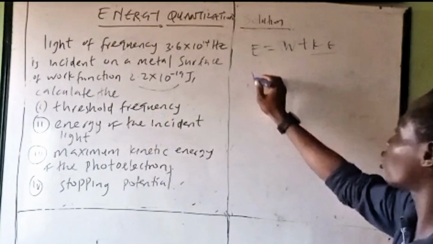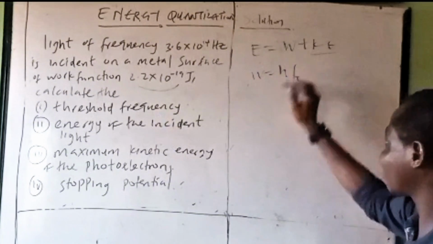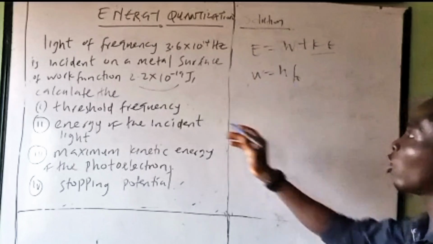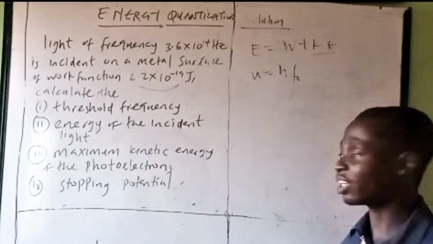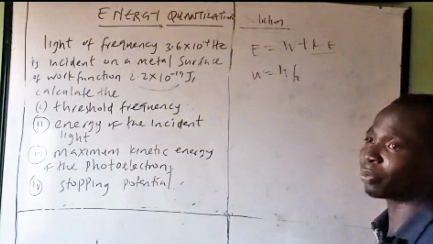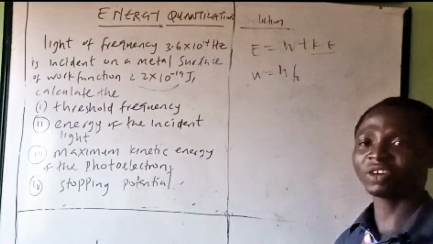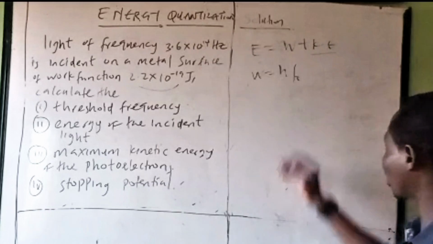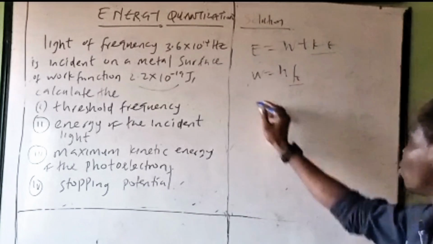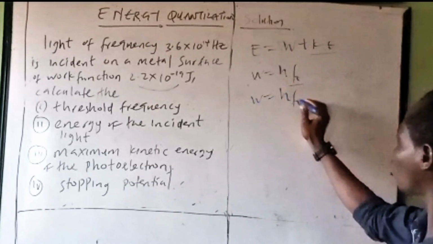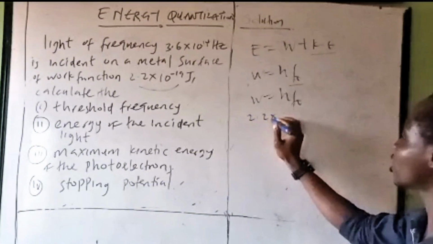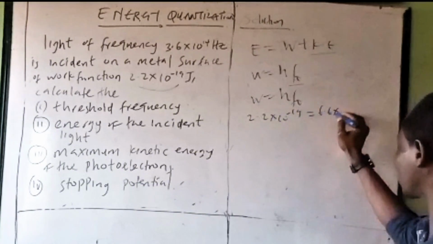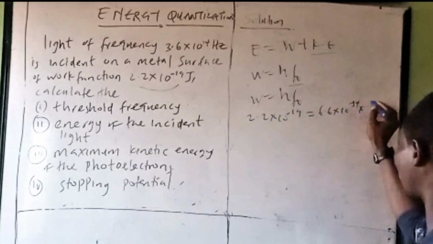So here we have to calculate the threshold frequency. We should recall that W is equal to h f naught. I've said earlier that our work function is equal to this, and in the question, work function has been given already. And we know that this h here is Planck constant, the value is 6.6 times 10 raised to minus 34 joule second. So we want to calculate f naught. This will be W is equal to h f naught. Work function here is 2.2 times 10 raised to minus 19 is equal to Planck constant, 6.6 times 10 raised to minus 34, multiplied by f naught.